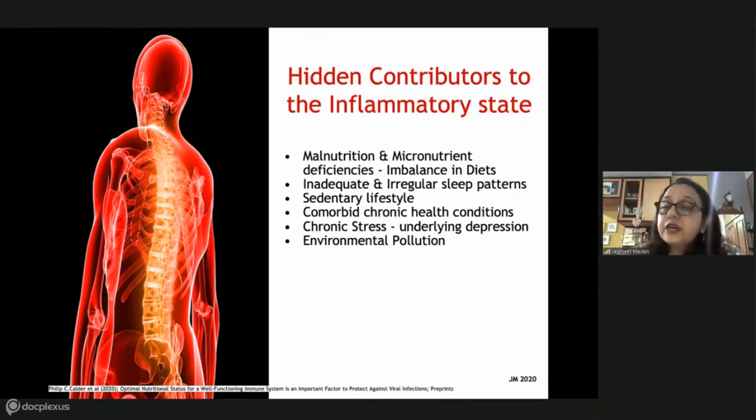And of course, with the pandemic times, our sedentary lifestyles, our stress, the various kinds of stress, the occupational hazards of sitting, which somehow unknowingly we all get trapped into. So these are all hidden contributors of inflammatory state.